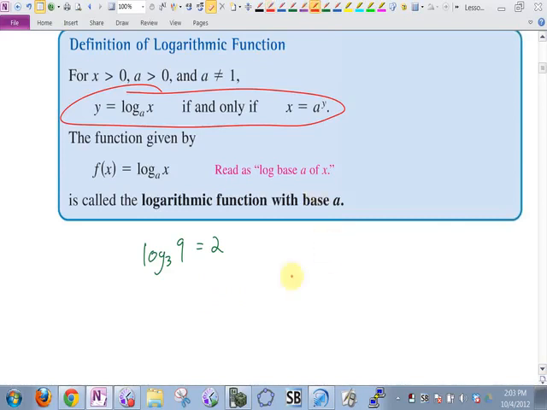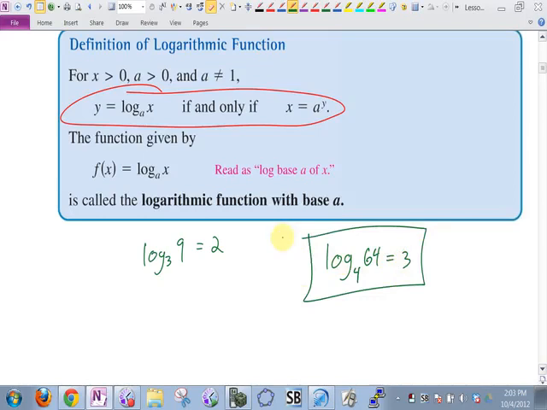What is the log base 4 of 64? 3. Good, right? The log base 4 of 64 is 3.